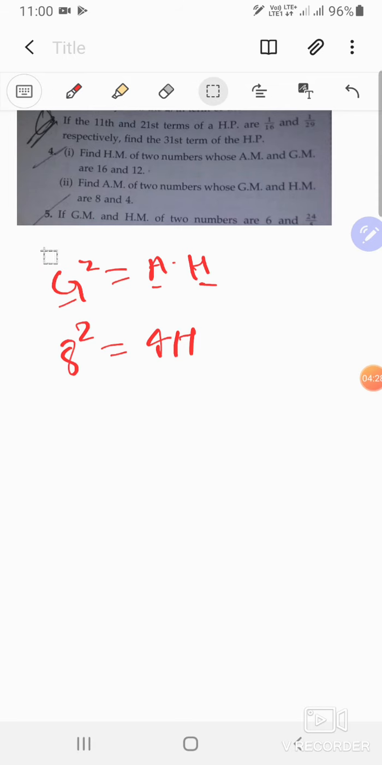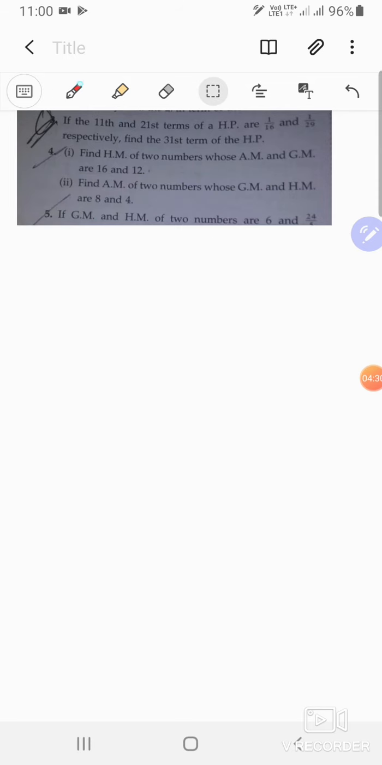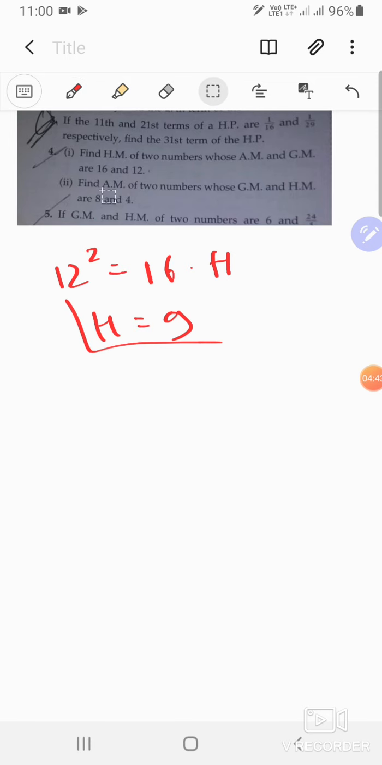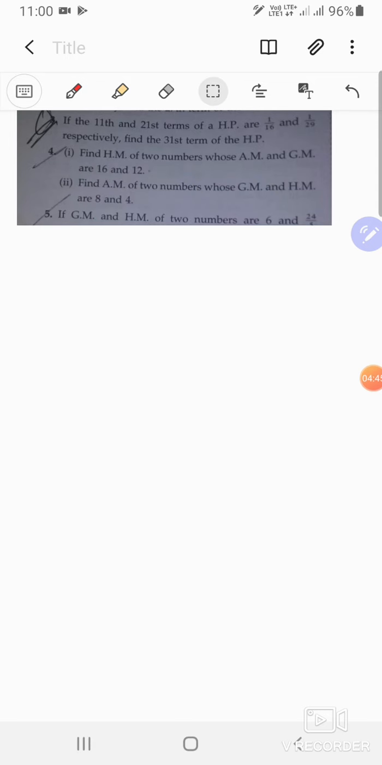Okay, so the last question was a little different. In the last question, the geometric mean was 12 and the arithmetic mean was 16. So you would have 12 squared equals 16 times the harmonic mean. So the harmonic mean would be 9. Okay, so that was the last question. No problem. For this question, the geometric mean squared, 8 squared, is going to be equal to the harmonic mean, which is 4, times the arithmetic mean.